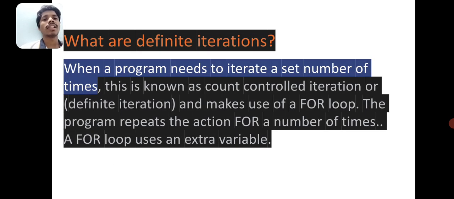What are definite iterations? When a program needs to iterate a set number of times, this is known as count controlled iteration or definite iteration, and it makes use of a for loop. The program repeats the action for a number of times. For loops use an extra variable.